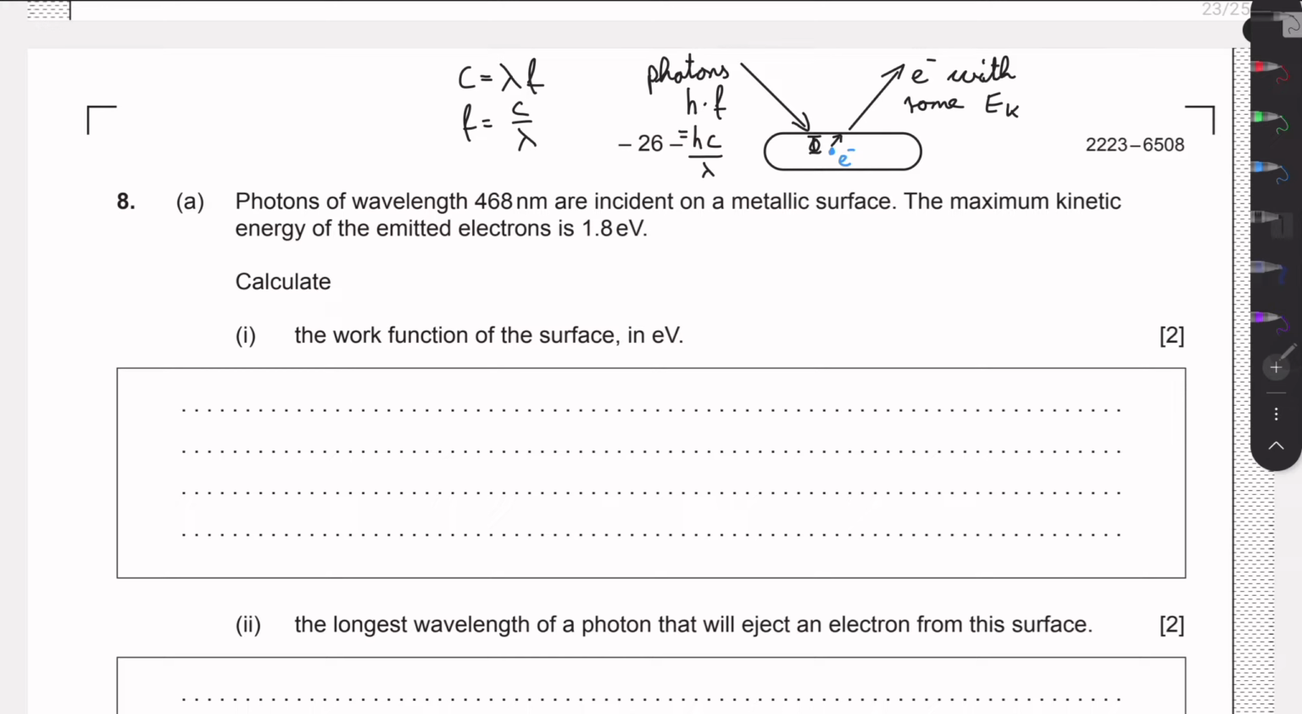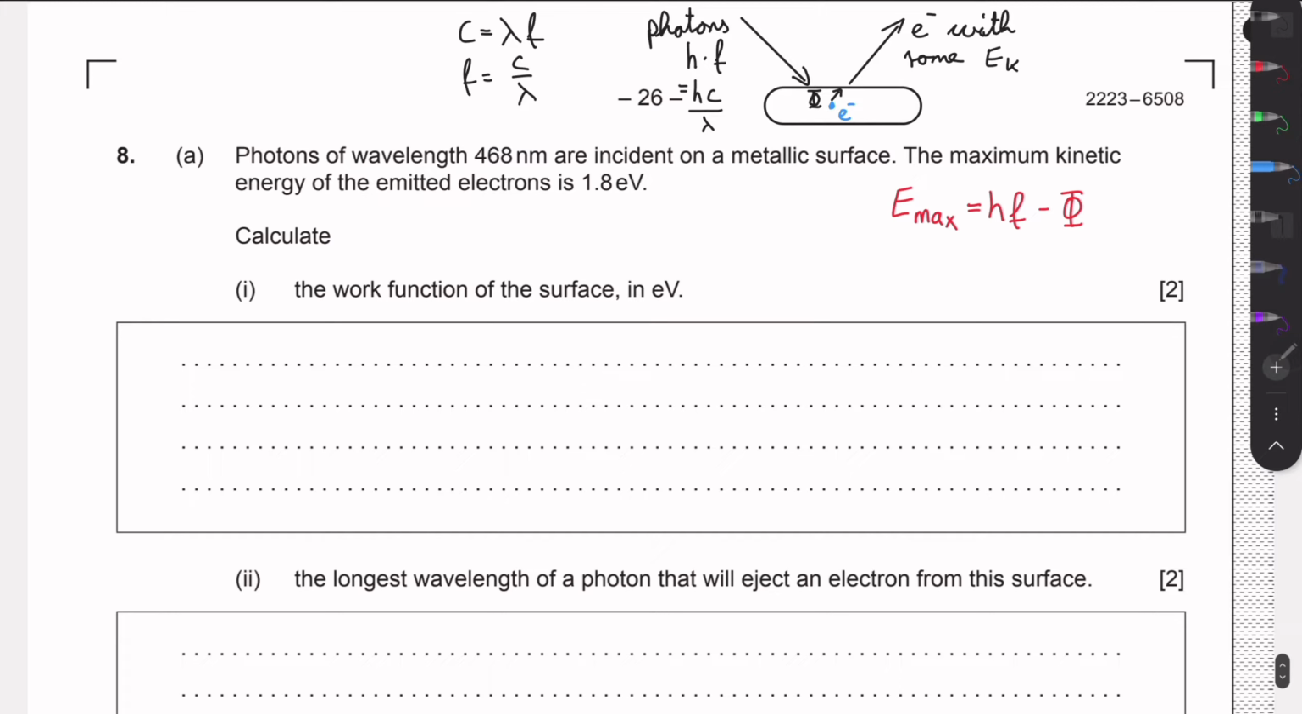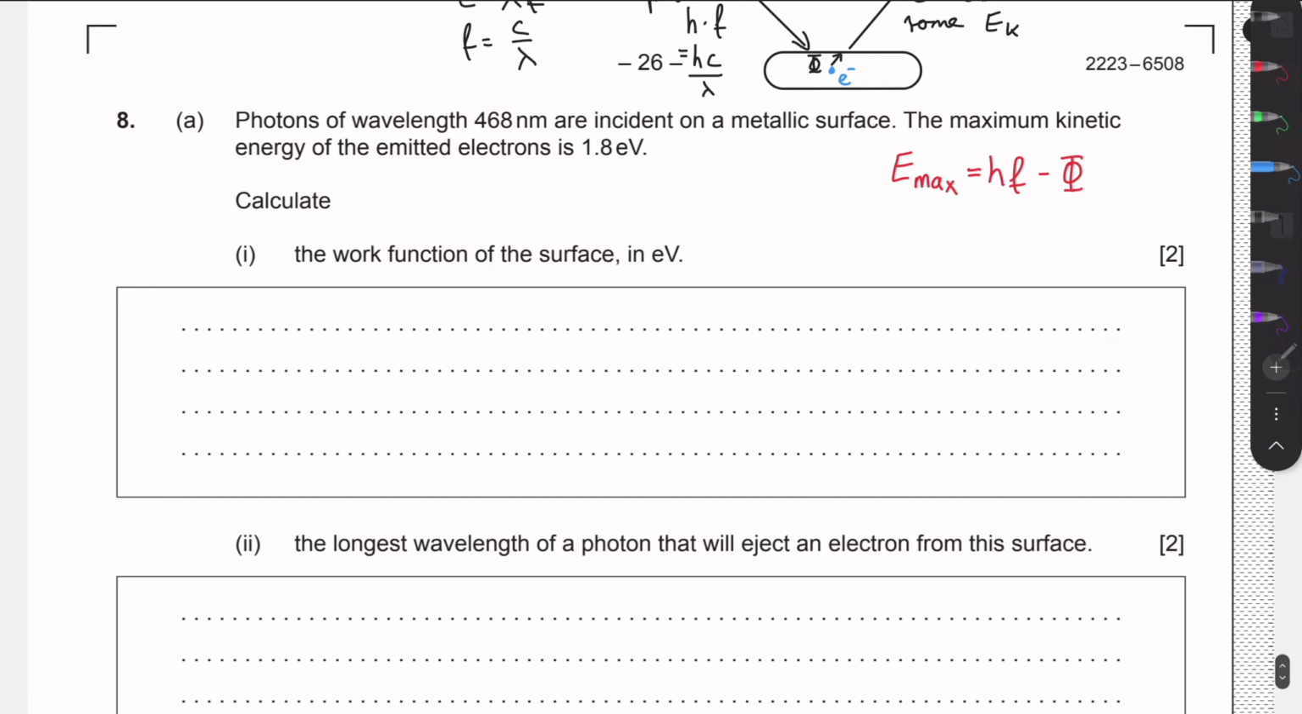This also has a formula in the data booklet which summarizes this process, where E max, the maximum kinetic energy of an emitted electron, is just the energy of the photon minus the work function. As the photon is incident with some energy, some of that energy is used up to remove the electron, and the rest is given to the kinetic energy of the electron. We're going to need to use this formula. We know the maximum kinetic energy of the emitted electrons, and we also know the wavelength, so we know the energy of the photon, so we can calculate how much energy was required to remove the electron from the metal surface.